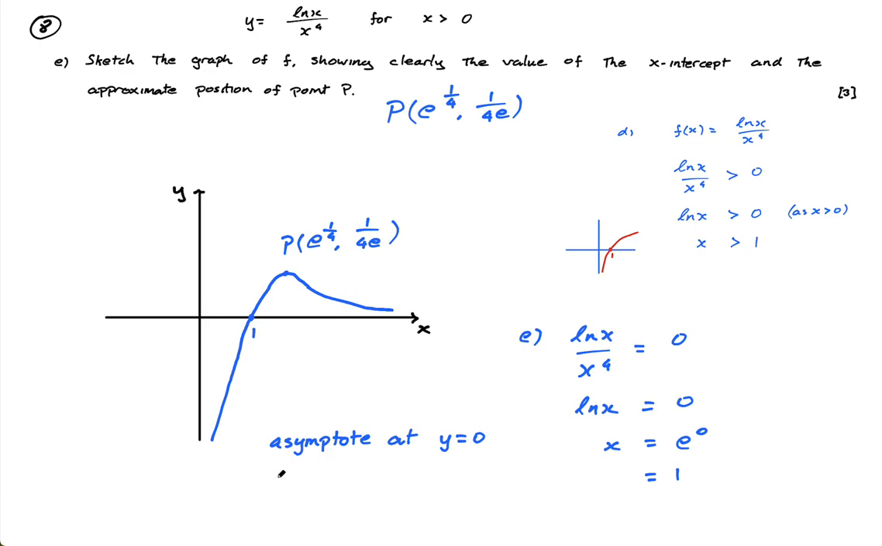And actually, when x is 0, horizontal asymptote at y equals 0, vertical asymptote at x equals 0. Okay, that's question 8.